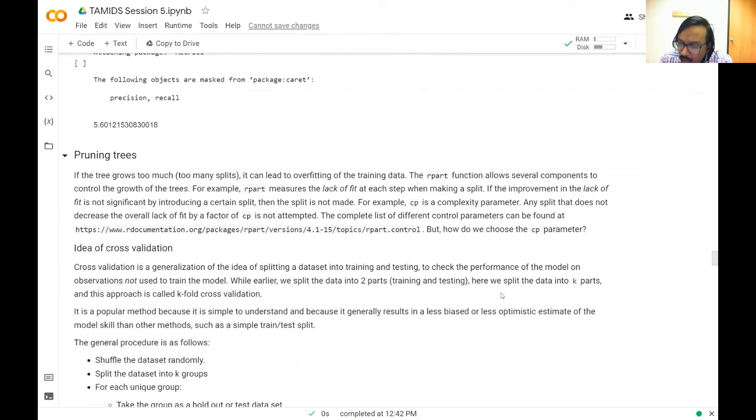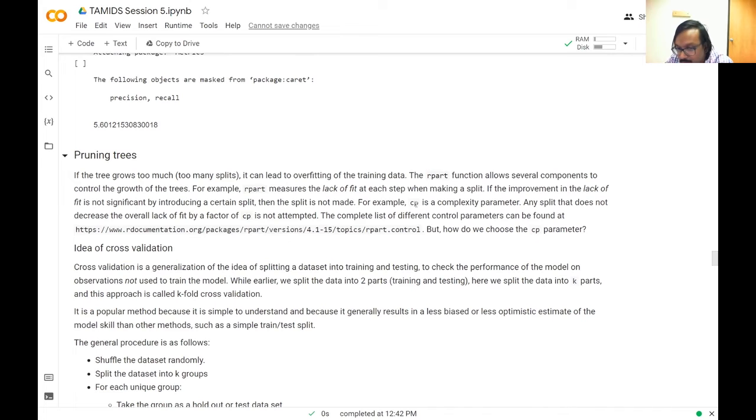Now, the rpart function has a lot of components in the control portion that allows you to control the number of splits and control the amount of overfitting. So when making a split, what rpart does is it measures some metric like a Gini index or lack of fit. And what it measures is that if there is an improvement in the Gini impurity or maybe the lack of fit from the parent node to the child nodes, then the split is made.